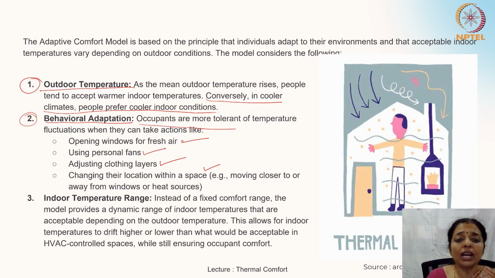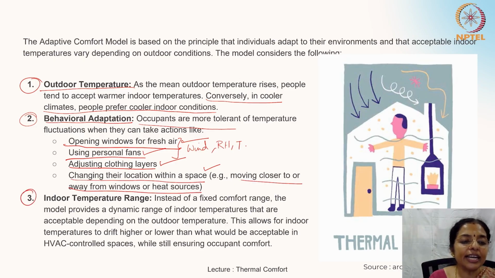So an occupant can tolerate temperature variations or fluctuations if he has the option of operating windows as per his desire, using personal fans, changing his clothes. If it's very warm, he can change his clothes to something very light, decrease the clothing value. And by these two, we mean altering the environmental parameters like wind, relative humidity, sometimes even temperature. Changing the location within space like moving closer to or away from windows or heat sources.